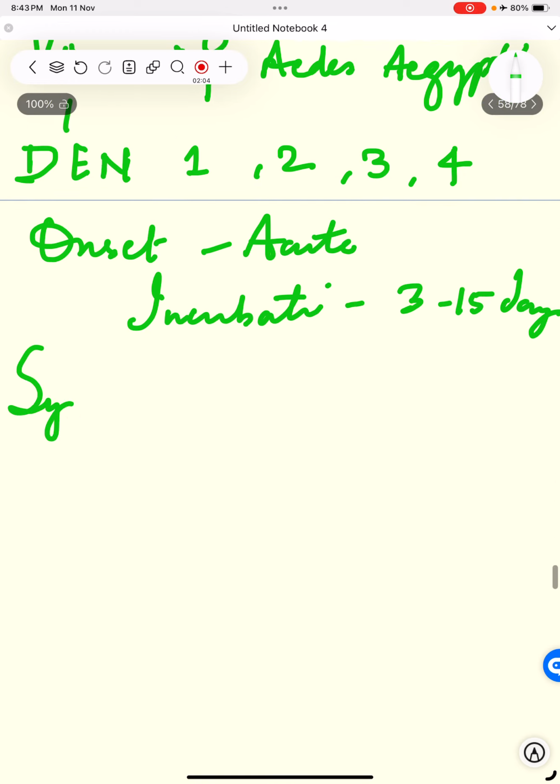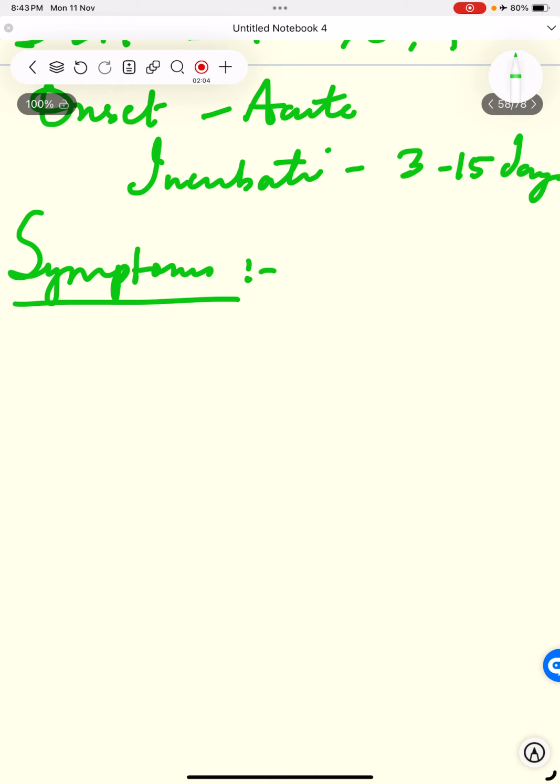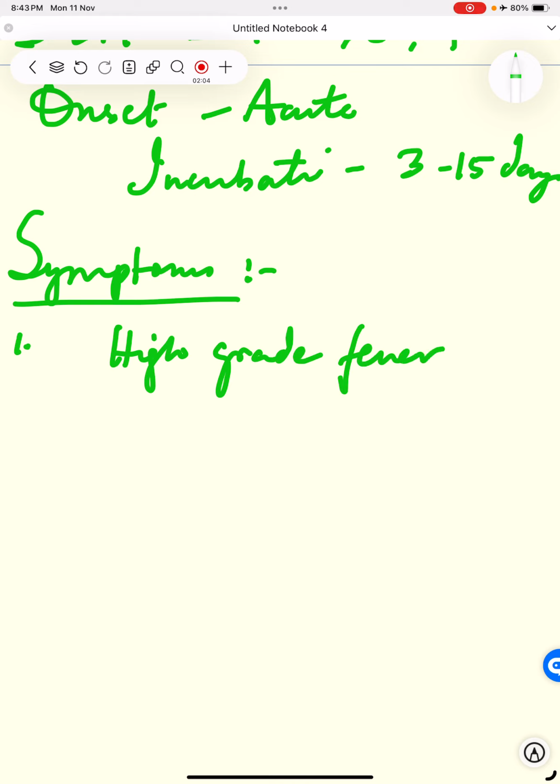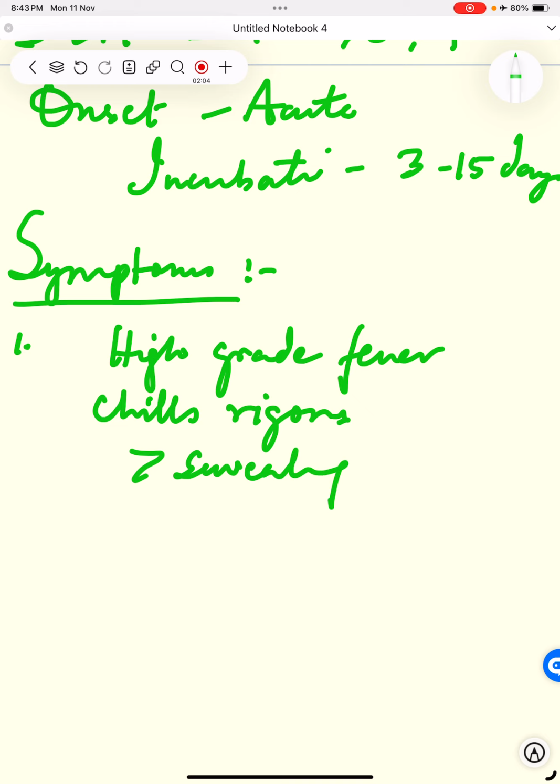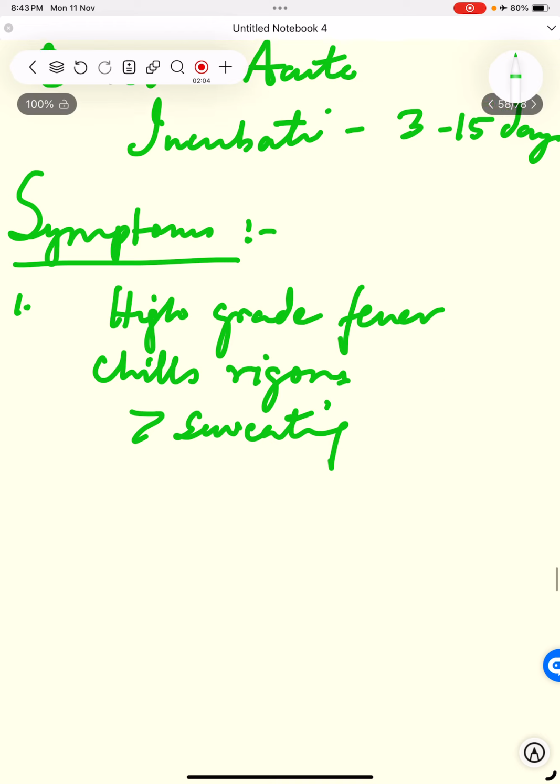Let's talk of the symptom presentation. As I told you, the patient can have a variety of symptom complex. Now generally the patients have high grade fever with chills, rigors, and the patient will be relieved by sweating, or during this sweat stage the patient will feel comfortable.